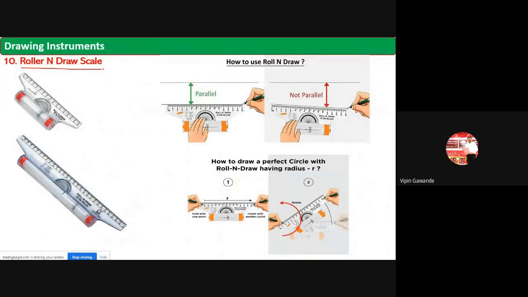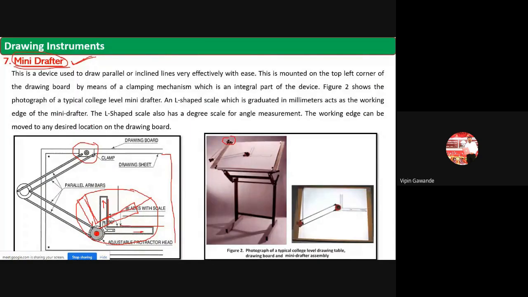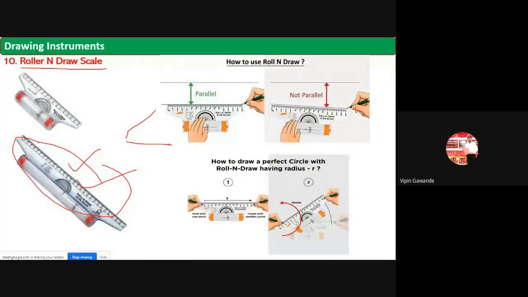Then we have the roller and the draw scale. We have seen this one. These are also used for drawing parallel lines and inclined lines. We can draw these using this roll and draw scale. You purchase the long roll and draw scale. We require this scale only. Instead of using this mini drafter, we can use the roller scale. Manually we will use it, that means the roller scale can solve the problem of our mini drafter.